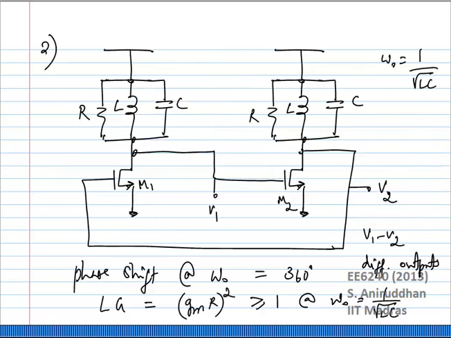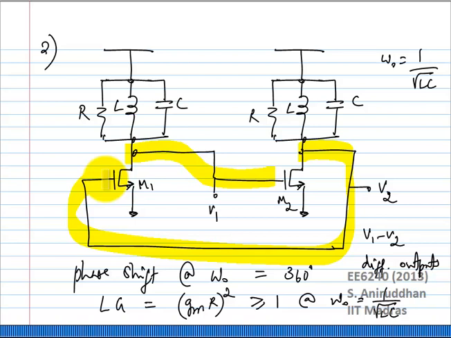Okay, so next thing to do was to take two of these stages and connect them in a loop. So we took two common source amplifiers with RLC loads, both identical, and we connected them in this fashion, and we said that the overall phase shift around the loop was exactly 360 degrees at the resonant frequency, because each MOSFET gives you 180 degree phase shift. So at the resonant frequency you have a 360 degree phase shift around the loop, so the circuit can potentially oscillate.